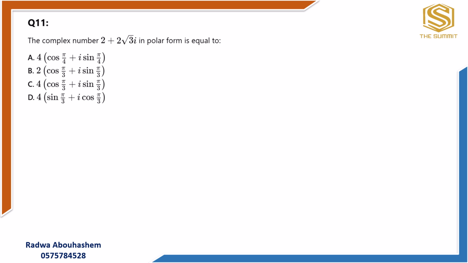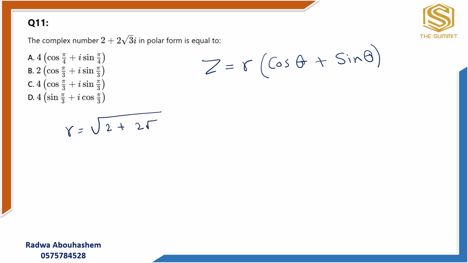Question number 11, complex number 2 plus 2 root 3i in the polar form. So here's the polar form: z equals r cosine theta plus sine theta. Let's get r first. So r equals square root of 2 squared plus 2 root 3 squared. So this is 4, and the radical will cancel with the root. So 2 power 2 is 4, 4 times 3 is 12. So it's root 16, so it's 4. So I got r was 4.